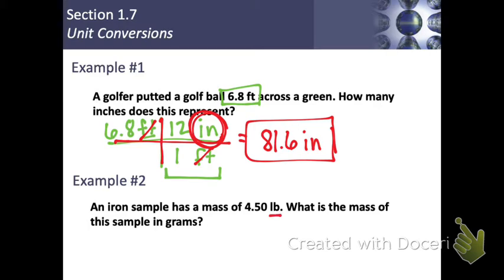4.5 pounds to grams. Now, do you see an issue here? Pounds and grams, what's the problem? Two different systems. One's metric system, one's not.